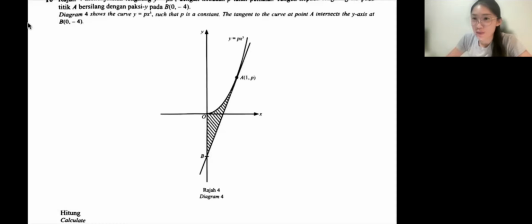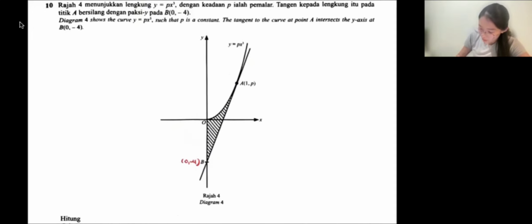Everybody, let us look at question 10. This is integration. Diagram 4 shows the curve y equals p x power 3, such that p is a constant, meaning it is a number. The tangent to the curve at point A intersects the y-axis at B, (0, -4). So B is here, (0, -4). Calculate the value of p. P is on your curve equation, and A also is here.